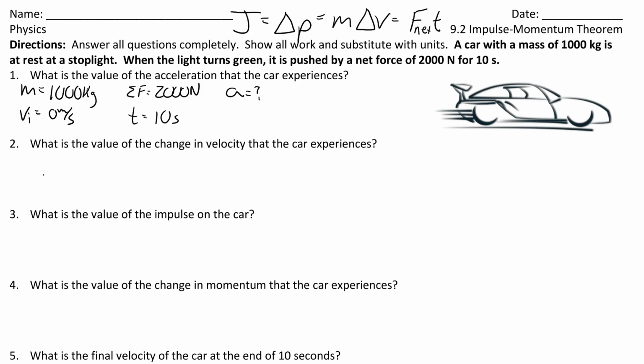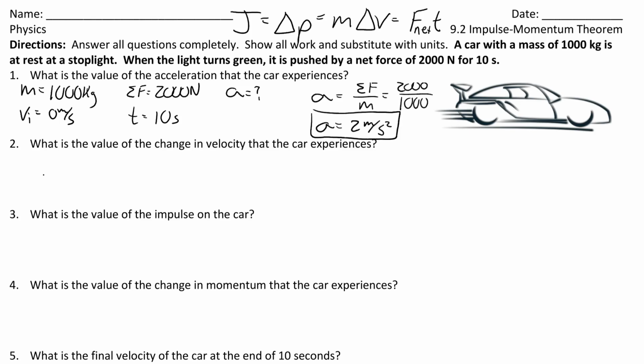So Newton's second law states that the acceleration is equal to the net force divided by the mass. The net force is 2,000 newtons divided by 1,000 kilograms. So the acceleration is equal to 2 meters per second squared. There you go. Now that's another piece of given information that we could use.